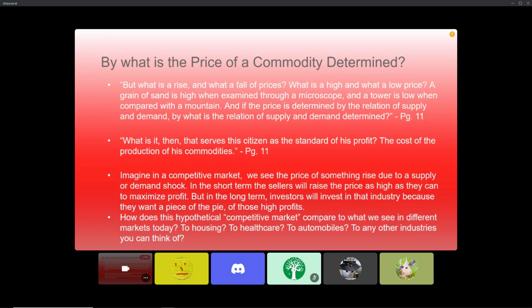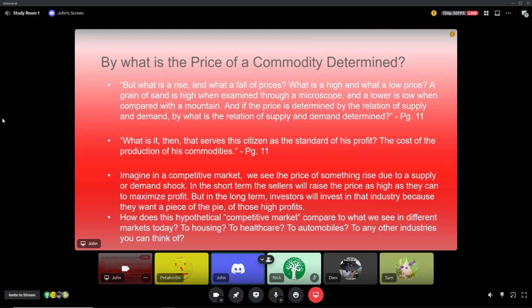Marx's point here is, supply and demand, we learn them in Econ 101. We see those two lines that cross on a graph. That's all well and good, but those lines don't just come out of the ether. They don't just exist because they exist. He's saying they have a real material basis.